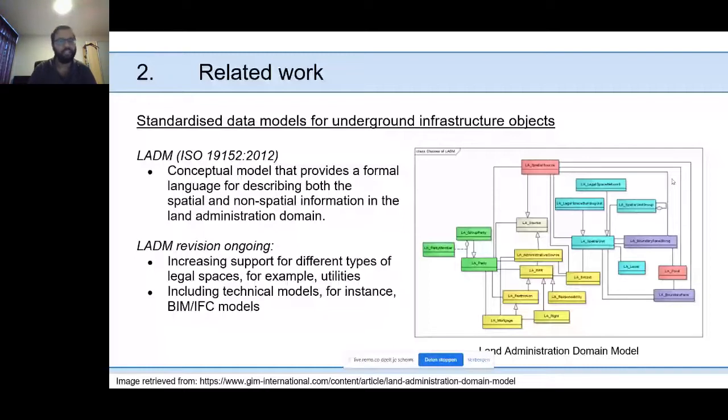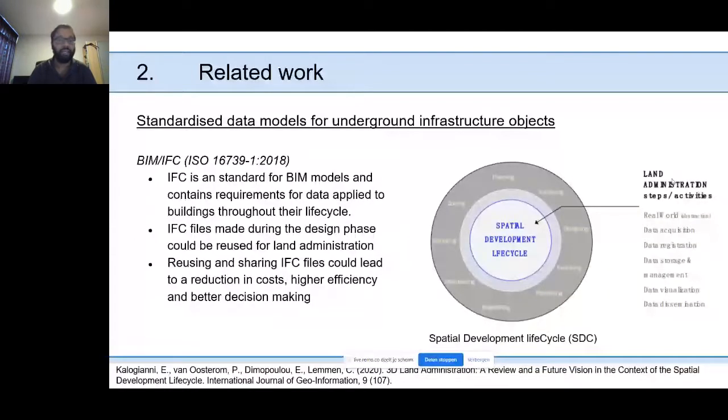The Industry Foundation Class IFC is a standard for BIM models and contains requirements for data applied to buildings throughout their life cycle. IFC files made during the design phase could be reused for land administration purposes, since they contain geometrical data and other information that is necessary to register the property rights. Reusing and sharing IFC files throughout the spatial development cycle could lead to a reduction in cost, higher efficiency, and better decision-making.